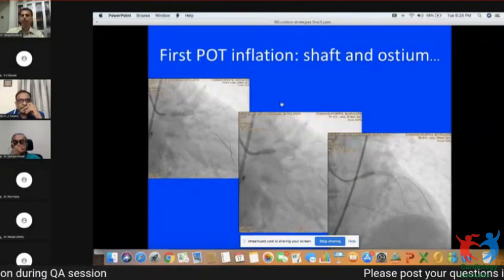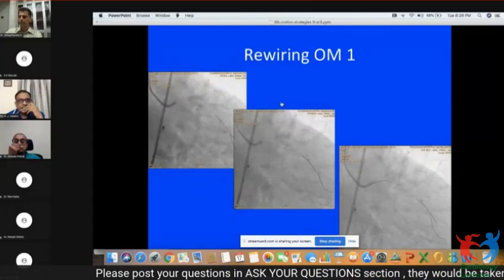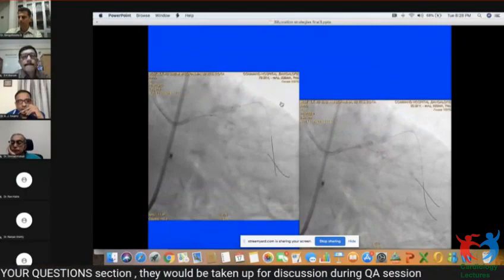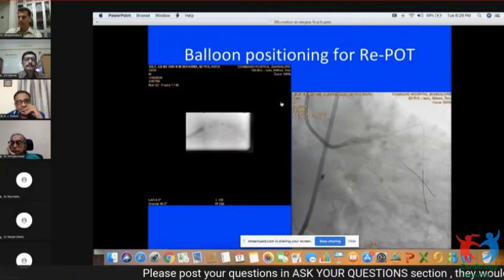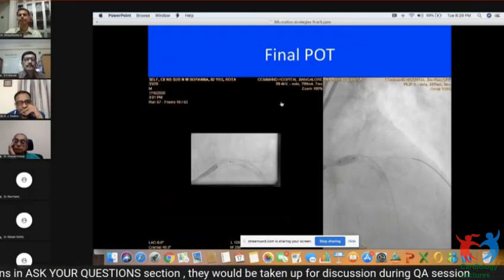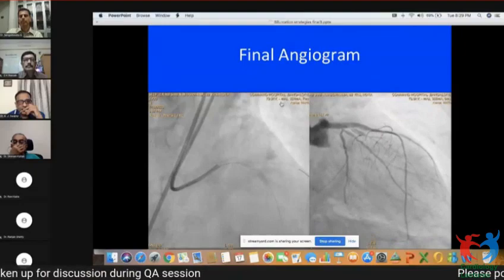We do first the POT, inflate the shaft and the ostium separately, as I said. Then rewire the OM through the strut. Open one strut, do the kiss. And then this is what happens after the kiss. It looks perfectly all right, but then we go back in. Position the POT balloon very carefully so that it doesn't go across the carina. Try and keep it and re-POT the entire left main segment of the stent, the ostium and the shaft, and finish with the final POT. And that's our final angiogram. This is before and after.